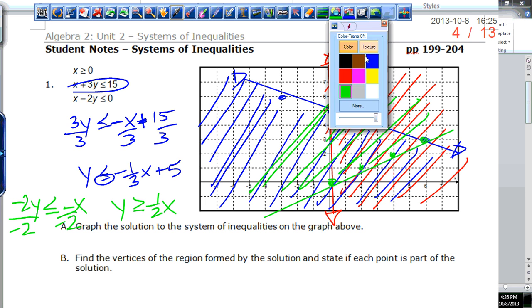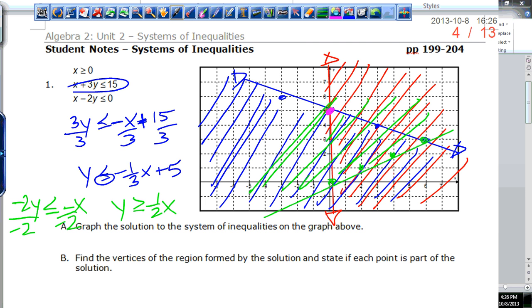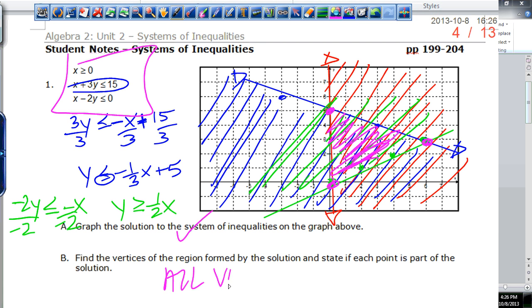So that means my intersections are here, here, and here. And so all my answers are within here. That's what we're doing. We just find every x comma y, every coordinate that falls within this triangle is a solution to all 3 of these. So we got A. B wants to know, are the vertices solutions? Well, since all 3 lines are solid, that means that all vertices are solutions.